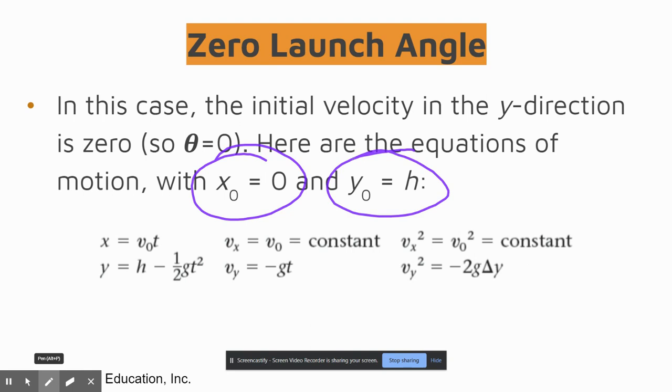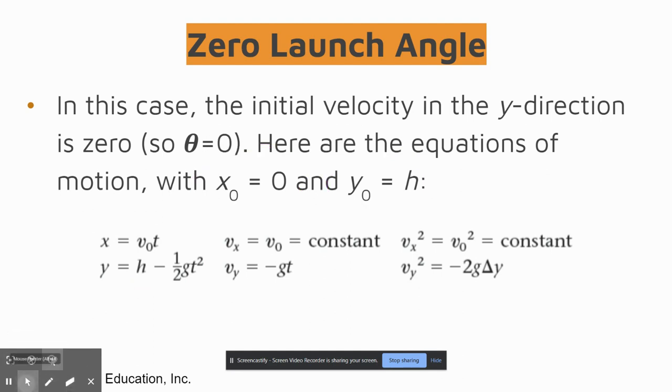That is also very important because we can use this information and substitute it into our equations of motion. You see they did that here. That's how we got h in this equation. So you're going to need to remember that if there's a 0 launch angle, our initial x position is 0 and our initial y position is just height. And we're going to work a problem with that very soon.